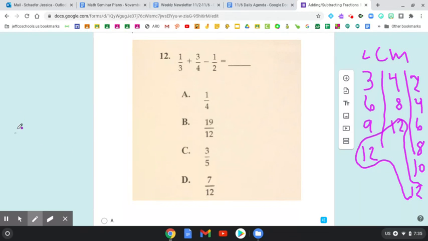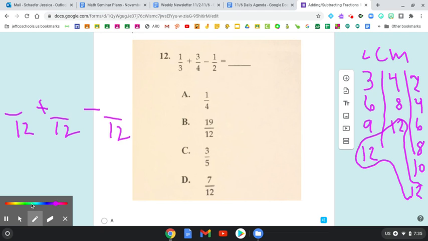So I'm going to rewrite my fractions with 12s in the bottom. I need 3 of them. It looks like I'm adding on the first one, but then I'm subtracting on the second one. So I want to make sure I get those written correctly. And then I'm going to come in and do my multiplication. So in the 3s, I need 4 of them. So this one's times 4, times 4. 4 times 1 is 4.